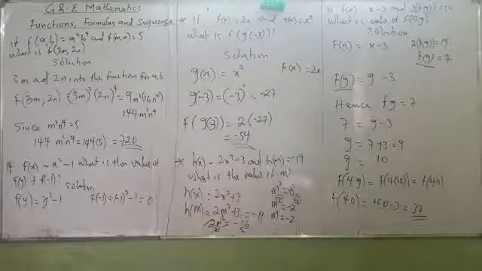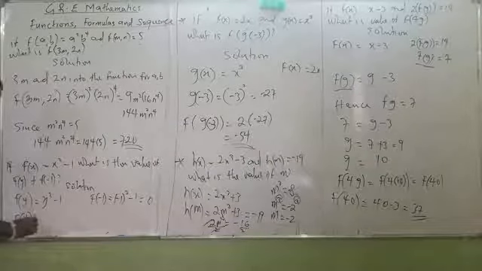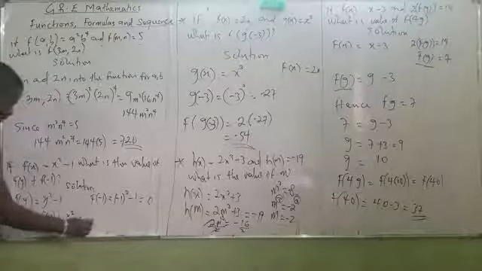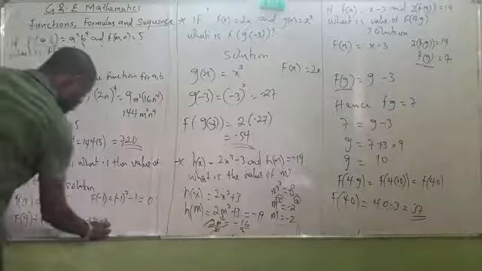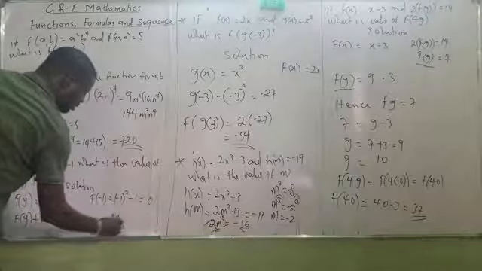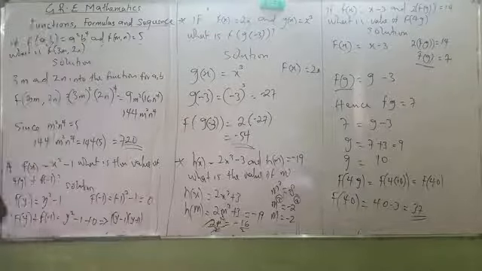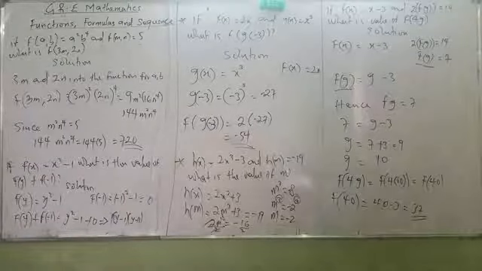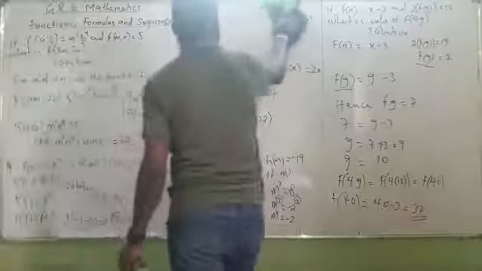Since I know that, it means my f of y plus f of minus 1 will be equal to y squared minus 1 plus 0, which also implies y squared minus 1, that is y minus 1 and y plus 1. However it comes out, that is what you are to do. Now, another one is here, which is also a nice question to deal with.